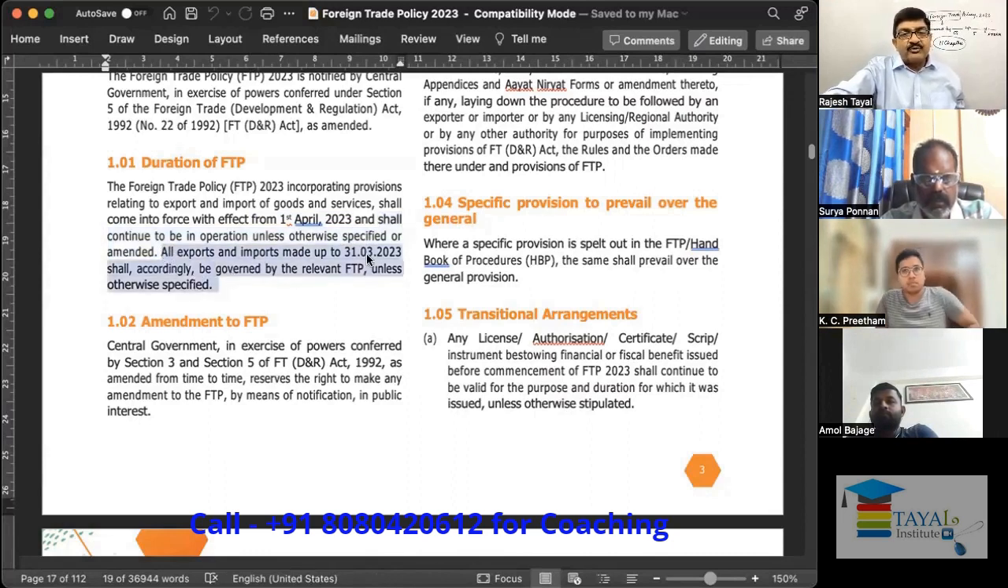Then, further, all exports and imports made up to 31st March 23 shall accordingly be governed by the relevant foreign trade policy unless otherwise specified. What is the meaning of this line?